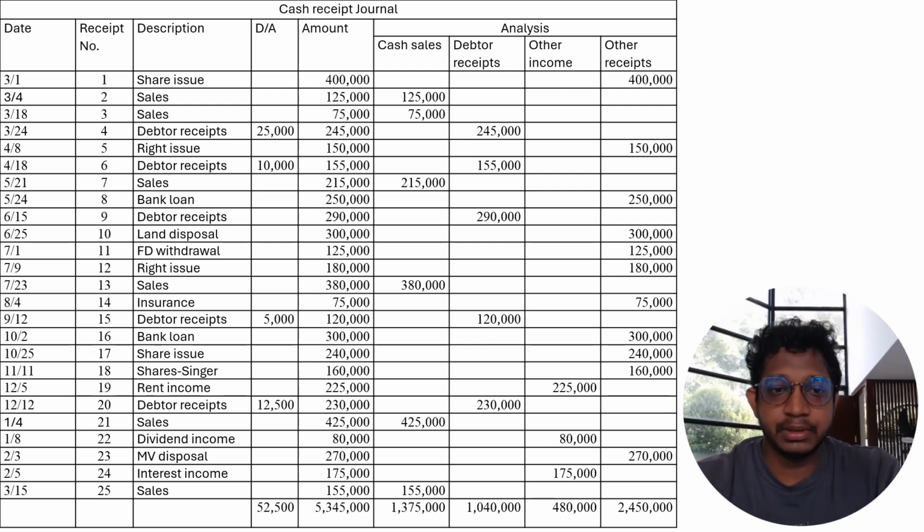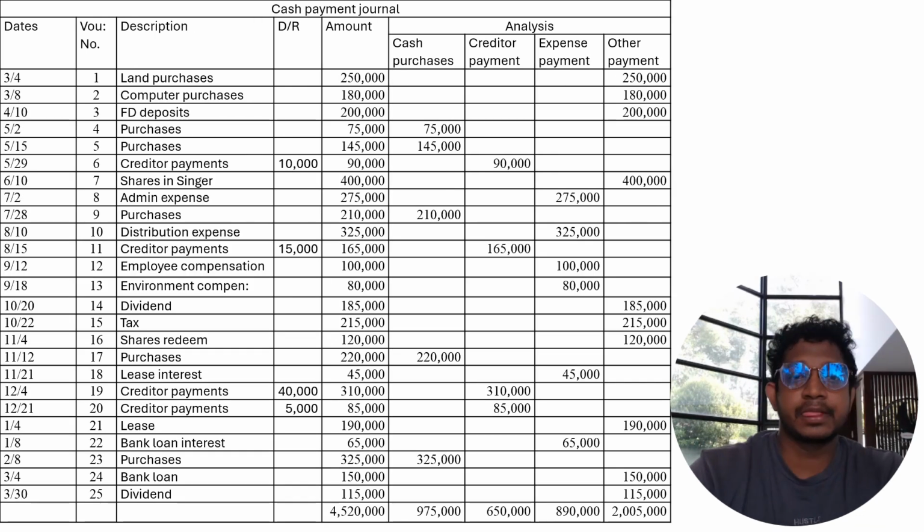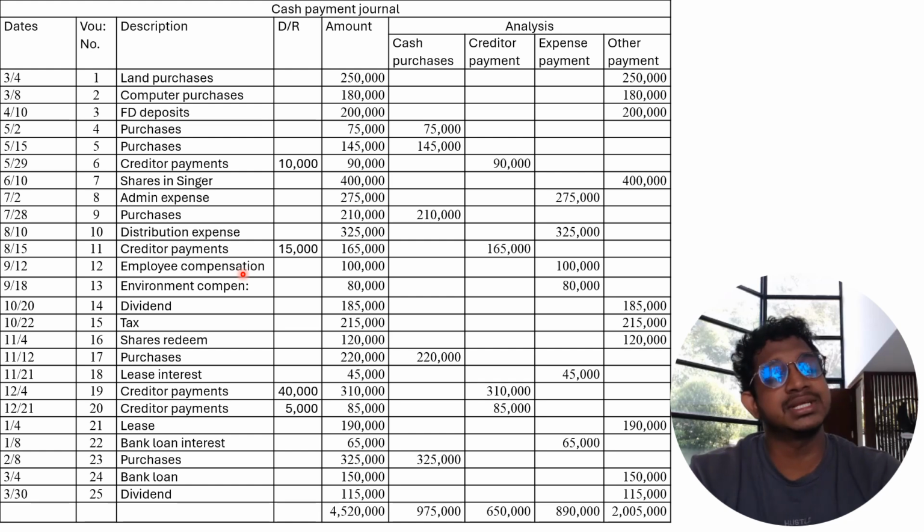Let's move to the cash payment journal. Same scenario here. All the purchases you have to add together and then record in operating activities. All credit payments you have to add together and record in operating activities. Property, plant and equipment purchases, here land and computer purchases, you have to record in investing. Also FD deposits you record in investing, and shares in Singer also investing. And the expenses payments, admin, distribution, environment compensations, employee compensations, all compensations and expenses payments you have to record in operating activities.